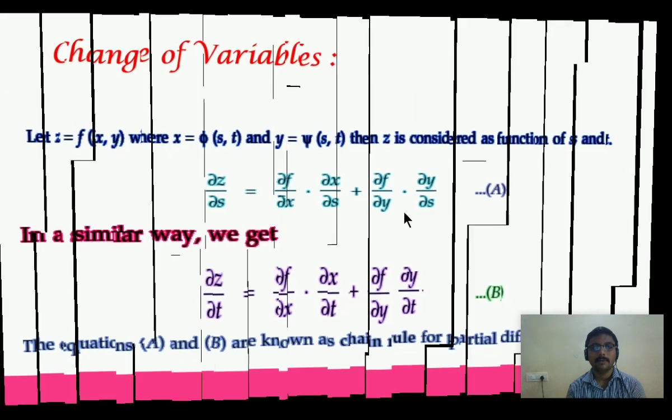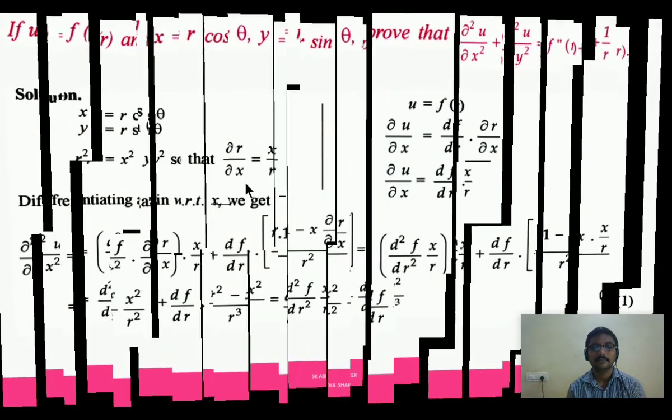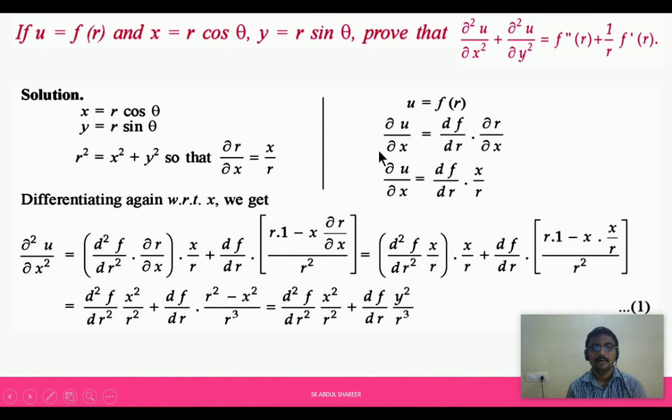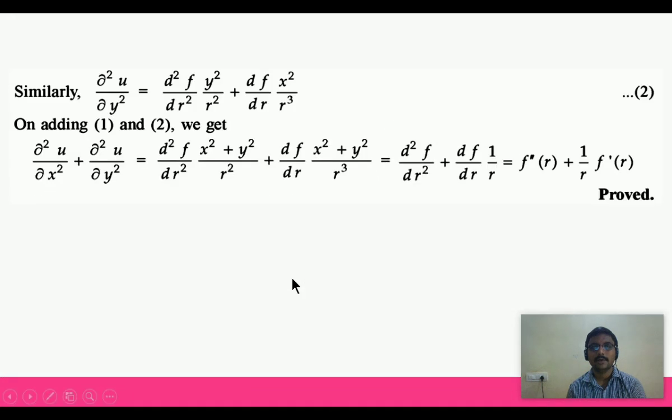We just have to obtain the partial derivatives. ∂u/∂x again differentiated with respect to x gives ∂²u/∂x². Similarly, we can write ∂²u/∂y². Adding these two equations, we'll get the required statement. Hence proved.